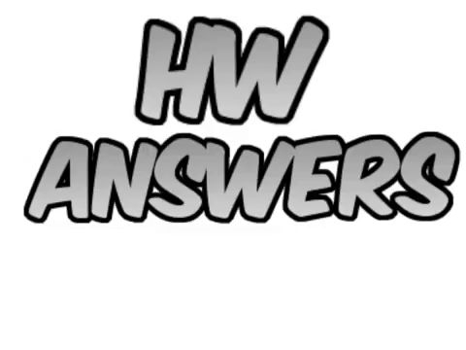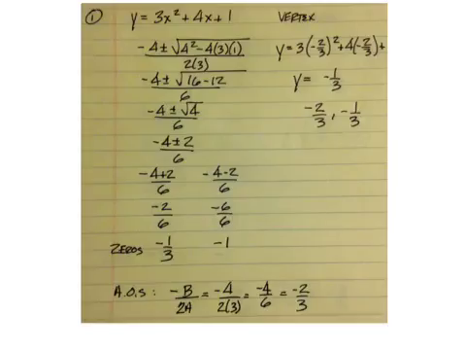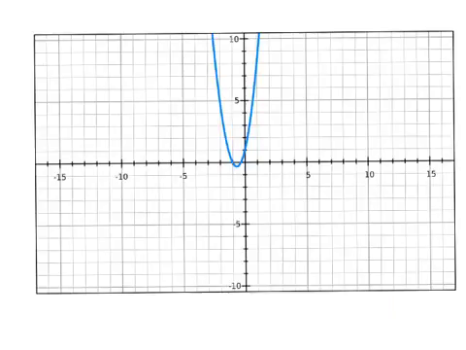Homework answers. You get 1 point for the zeros if you have both of them, -3rd and -1. 1 point for the axis of symmetry, which is -2/3. And 1 point for the vertex, which is -2/3 and -1/3. Here's the graph for number 1.